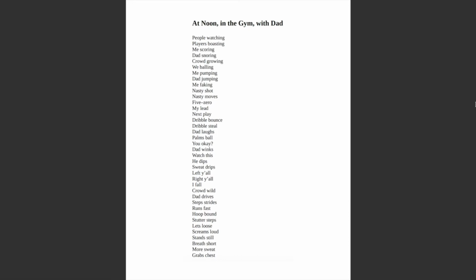And in most of the lines, one of the words is always a verb, right? Watching, boasting, scoring, snoring, growing. Those are verbs. And highlighting the actions, the verbs, in a play-by-play fashion as the scene unfolds, I think it captures the action in the moment. It makes you feel like you're there and you're picturing what's happening.